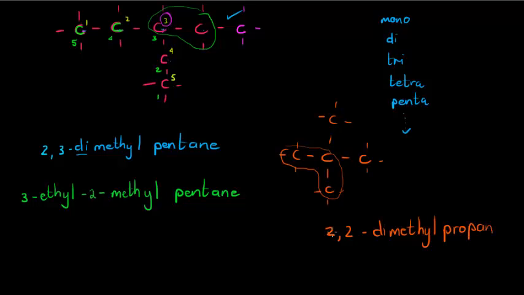Okay, so I just wanted to show you here, we will just number twice when it's the same number and it's a di, there's 2 methyl groups on the same carbon, then we'll just write that number twice in commas.